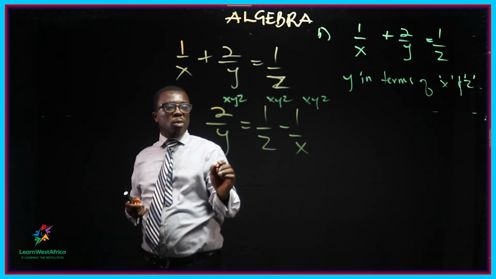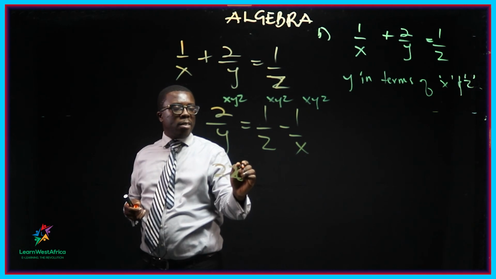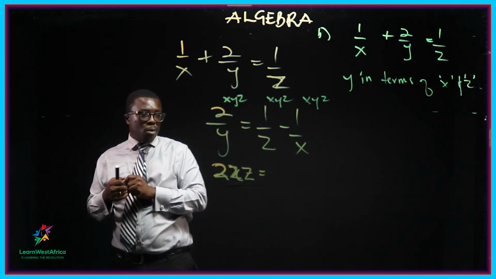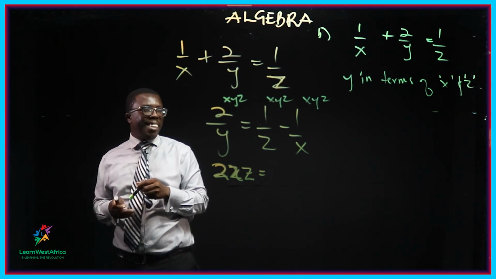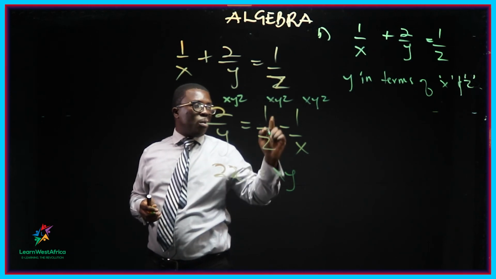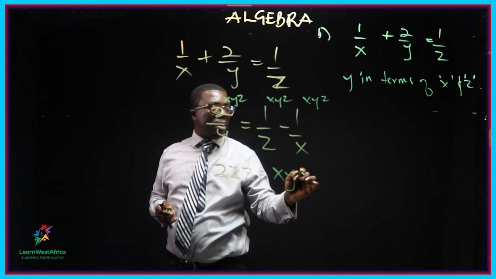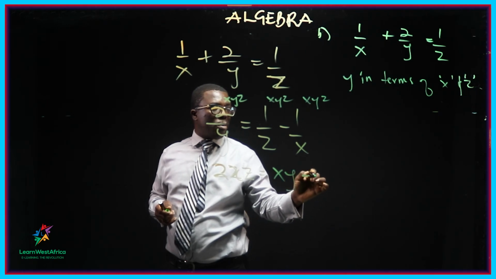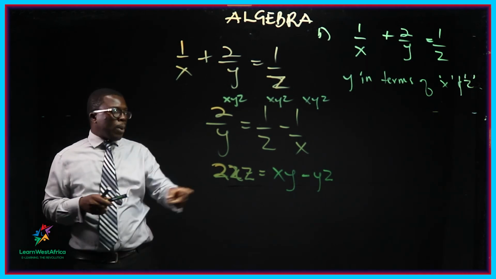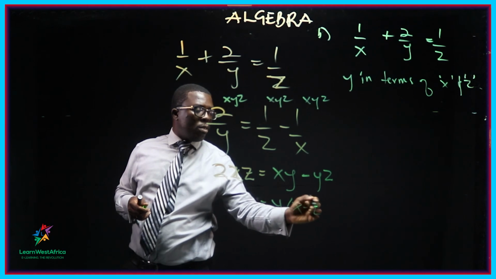So we have 2xz, I mean 2xz, over xyz, and we actually know xy. Then we cross multiply to get 2xz equals xy minus yz. Then we factor out the y, to bring y into brackets: x minus z.